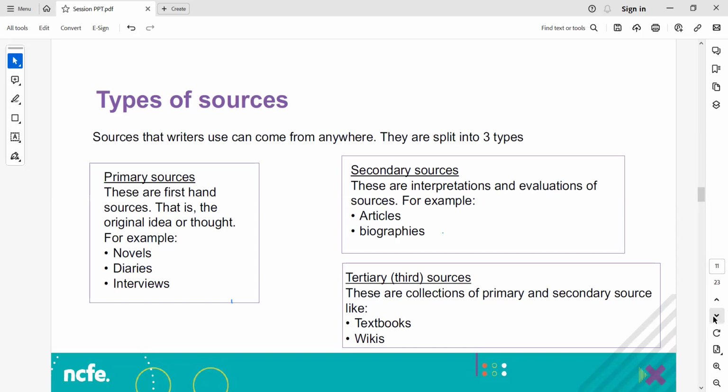Okay. Does that make sense? Does anyone have any questions about different types of sources, primary, secondary, and tertiary sources?